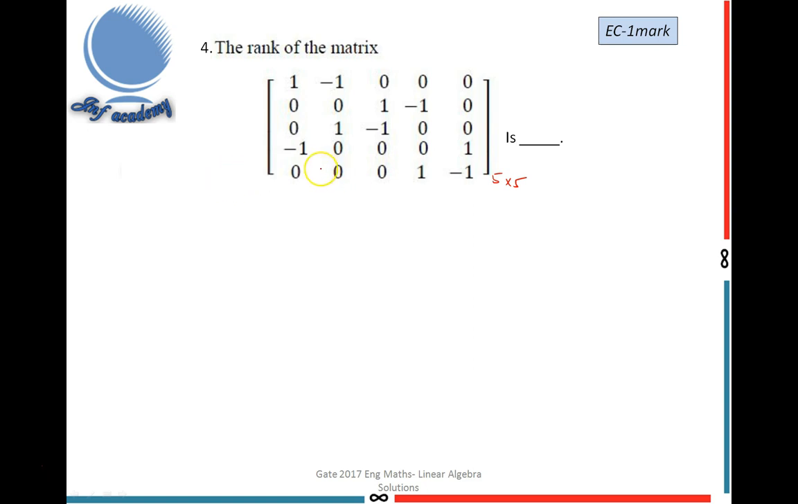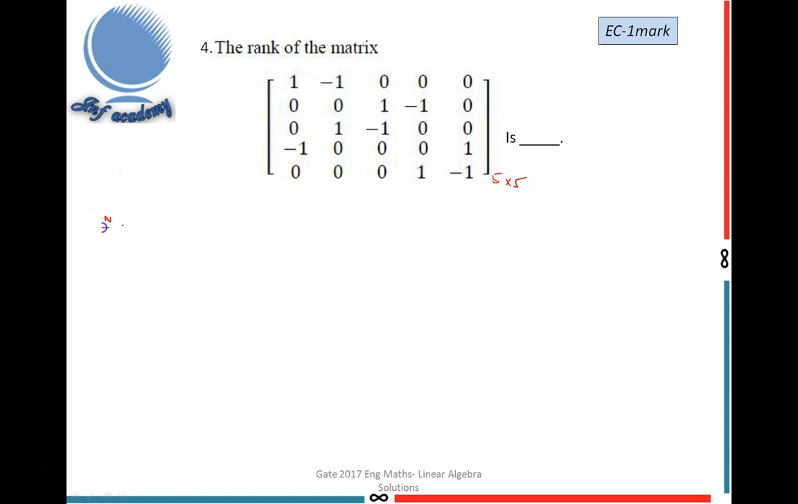What is the procedure to convert to row echelon form? The first non-zero element in the first row is 1. This is the leading entry. The next step is to convert the elements below the leading entry into 0. So here 3 elements are 0. This one is minus 1. So first I convert this minus 1 to 0.